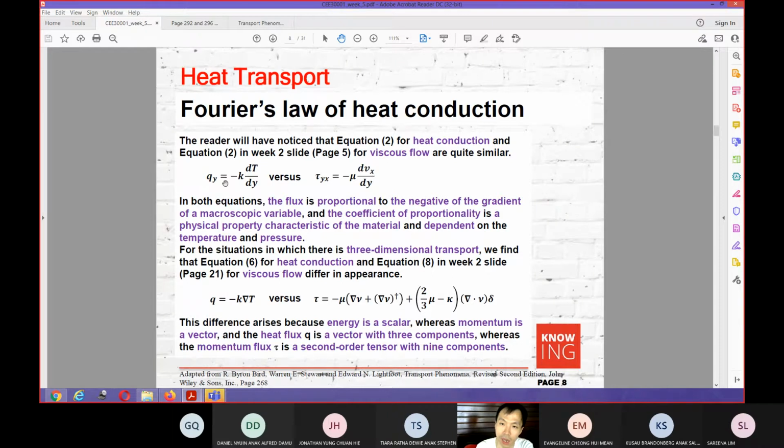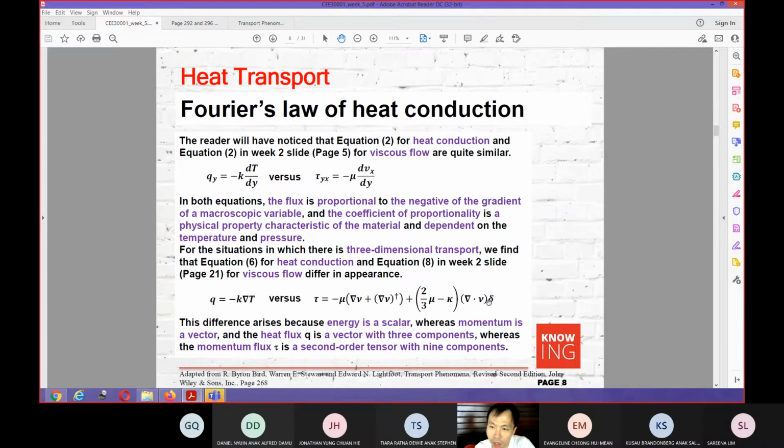Okay, in here we only have this vector term, which means that if you have the temperature gradient over the y distance, then you will have this qy. Okay, but the similarity in these two things is that k is also a characteristic of your material, and this mu is also a characteristic of your material, and both are dependent on the temperature and pressure.